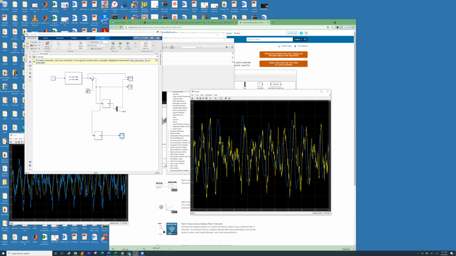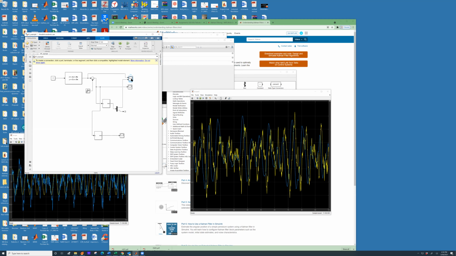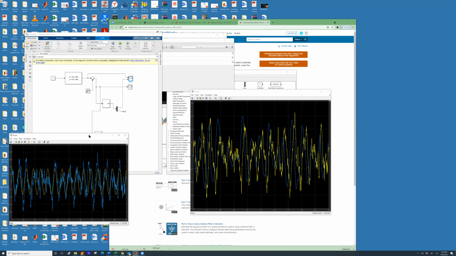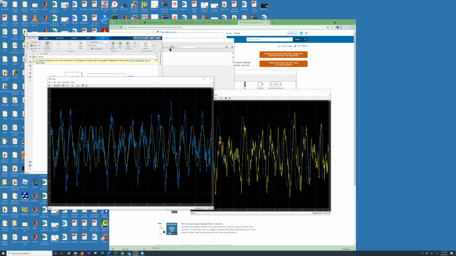Now, some of you may ask me, why 2 outputs? Please note, we have 2 states, x1 and x2. So this Kalman filter is giving me the values of both the states. However, for comparison purposes, I'm just comparing the first state with the output, and this is how the Kalman filter gives me the result.